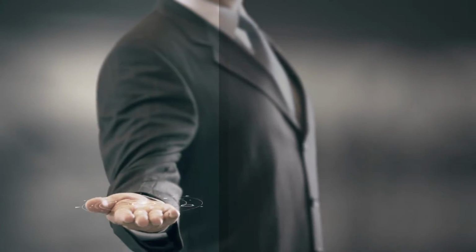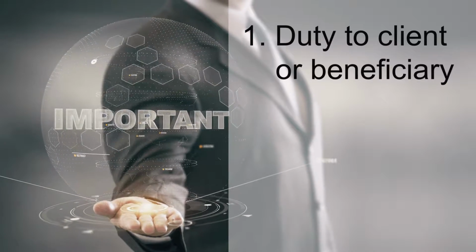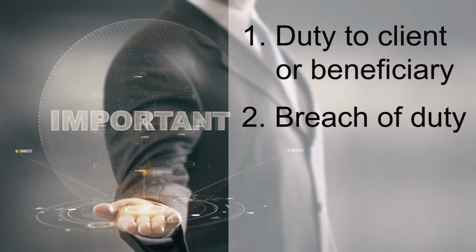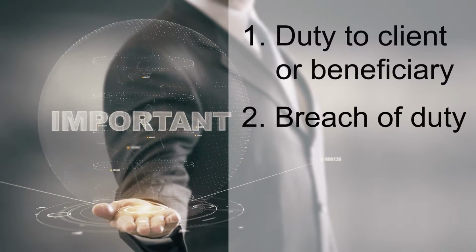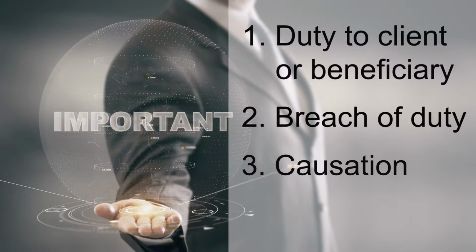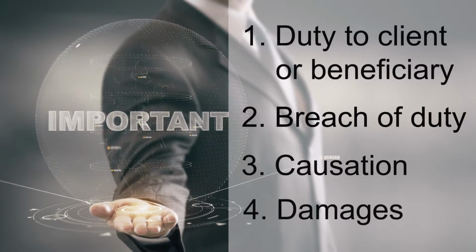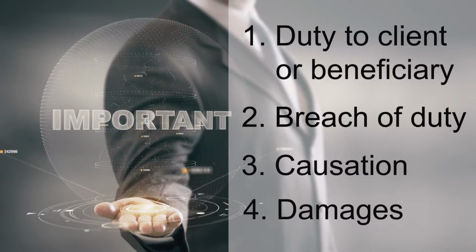To sue for legal malpractice, a plaintiff must prove, number one, duty. An attorney must owe a duty to either a client or an intended beneficiary. Number two, breach. The attorney must have breached the duty to the client by making a mistake that a reasonable attorney would not have made. Number three, causation. The mistake must have a reasonable connection to the harm that was incurred. And number four, damage. There must be monetary damage that has been incurred by the plaintiff.